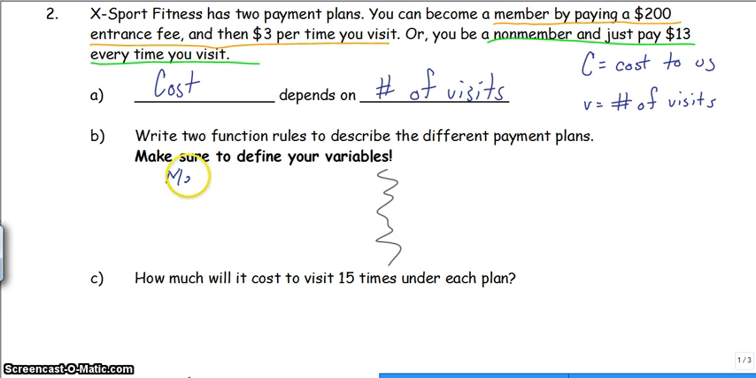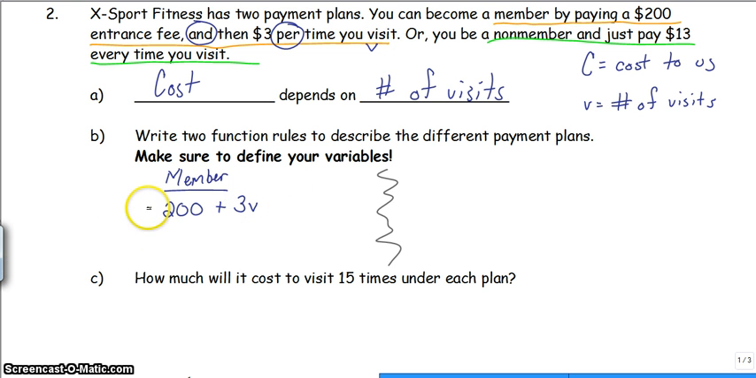When I become a member at Export Fitness, I'm paying a $200 entrance fee no matter what. That's not changing if I visit once, twice, 3 times, or never go at all. So I have to pay the $200, and that's our key word here to show that we're going to be using addition. $3 per is my next key word. That's multiplication. Three dollars times the number of times you visit. We define that as V, so it's 3V.